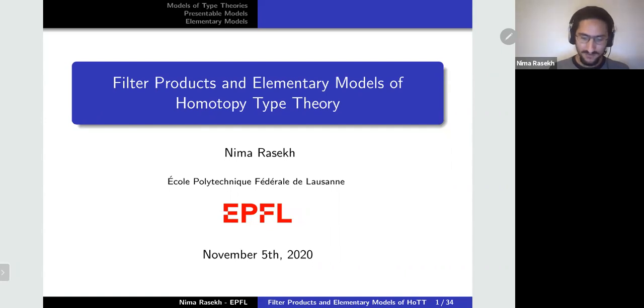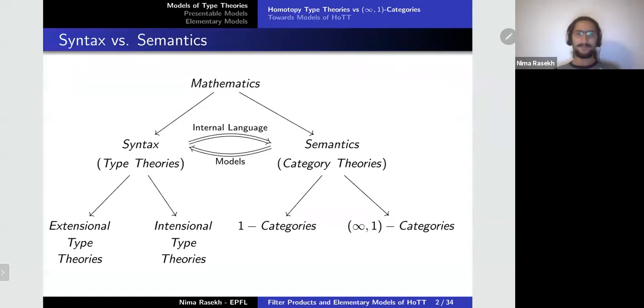So let me start by using one of my previous slides, exactly as I've used it before, because it's a nice intro into what I want to talk about. The way I see this, all of math is divided into how to write things down and what they mean, i.e. the syntax versus semantics, or type theory versus category theory. On the extensional and one categorical side, there are already tons of cool results on the relation: how to construct categories, so-called elementary toposes, out of extensional type theories, and how to model these type theories inside them, and so on.